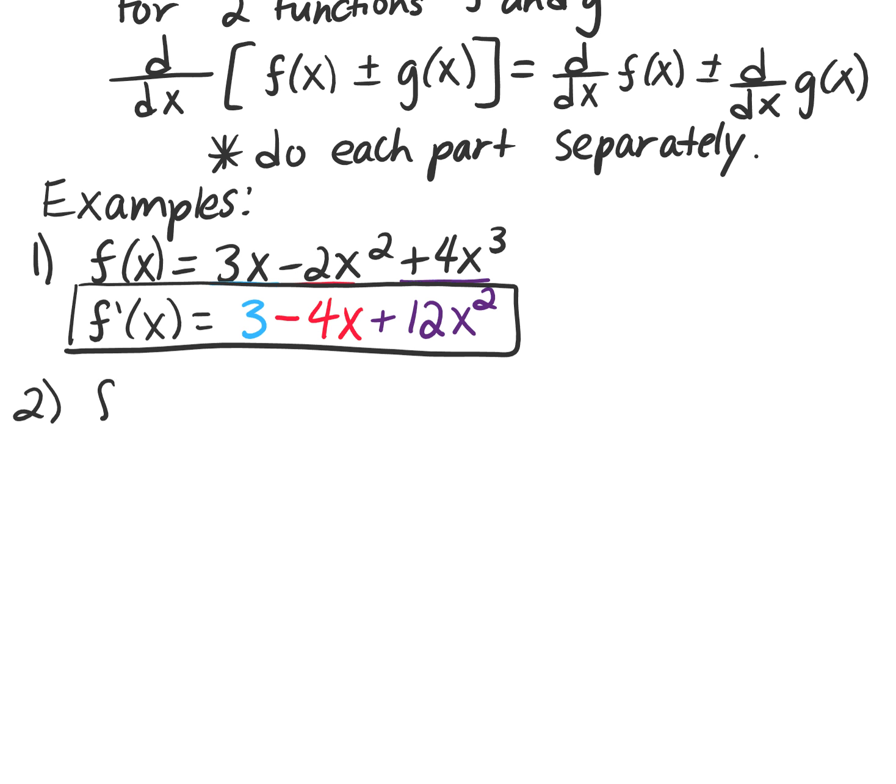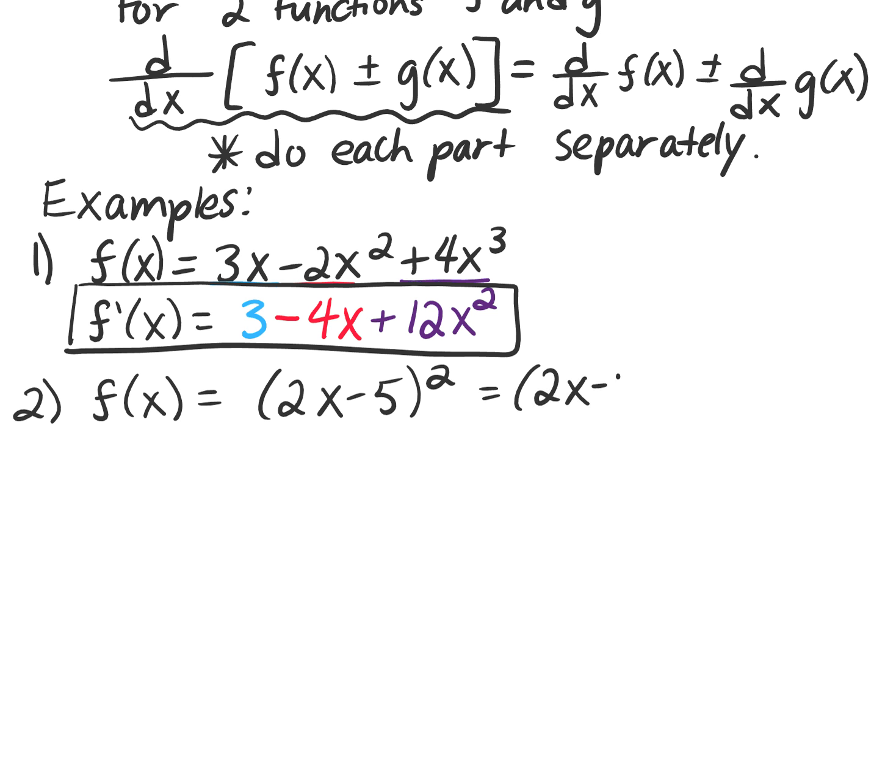And my second one, I have to do something to it in order to get the different pieces. This one is 2x minus 5 squared. I have one function inside being squared, but if you look back up, my rule is only talking about adding, subtracting. It doesn't have anything to do with the squared. So what I'm going to do is multiply this out first. Remember, this just means 2x minus 5 times 2x minus 5.